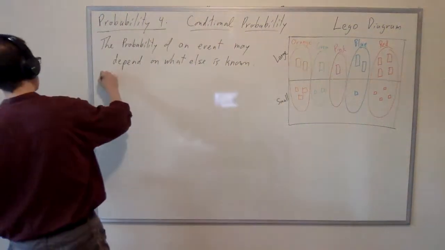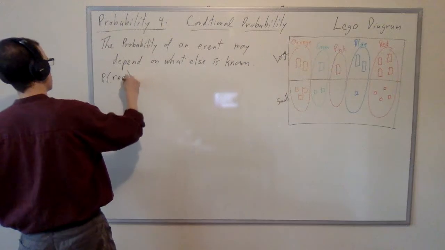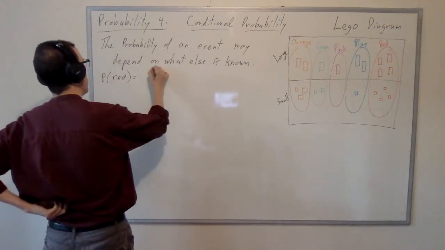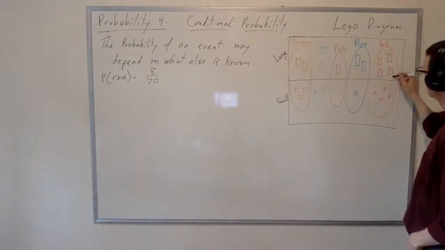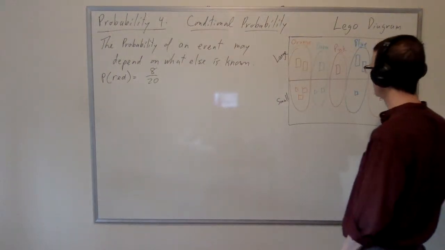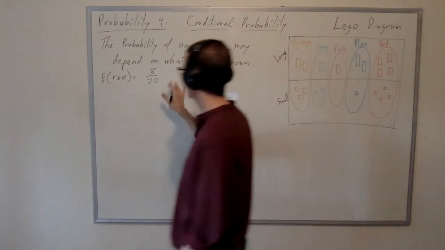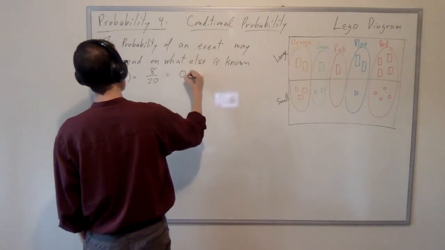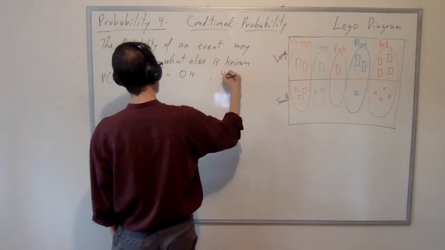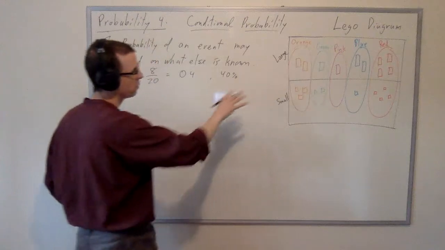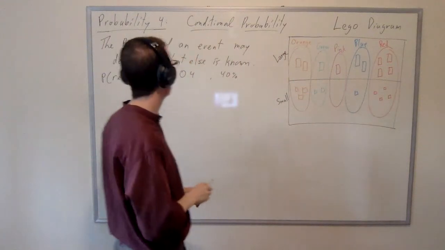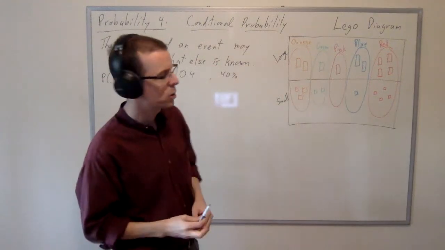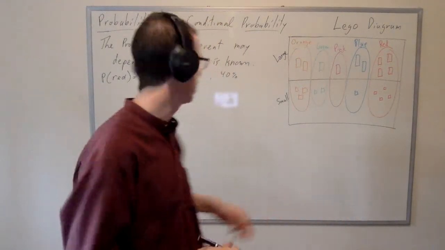So this will simply be the probability of getting a red Lego. And that will be 8 over 20. It's 8 because there are 8 red Legos represented here, and there are 20 Legos altogether. So 8 over 20, and that's 0.4 or 40%. So a plurality of these Legos are red. There are more reds than others, and so we have a 40% chance of drawing a red Lego.